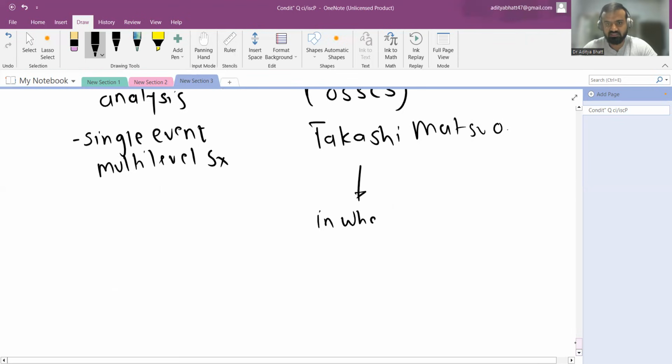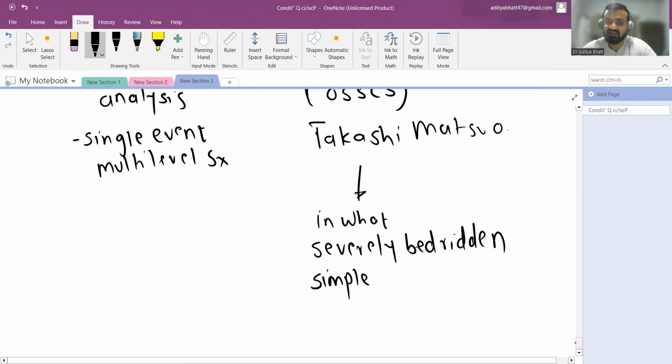Those severely bedridden patients who cannot do simple tasks. They cannot feed themselves, they cannot ambulate, and they are bedridden and have no scope in life. In those patients, this surgery has had a remarkable response, and it decreases the spasticity and increases the quality of life. That is why this surgery has been touted as a revolutionary surgery.